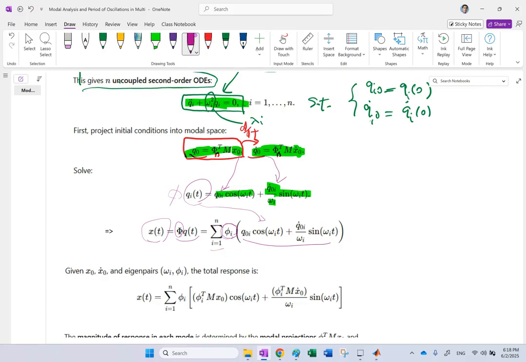So I solved my ODEs individually using modal analysis. I converted my ODEs into individual decoupled ODEs. I solved them. Once I solve them, I put them back into the original transformation, and now I get my solution in the original system. So it's a perfectly systematic thing.